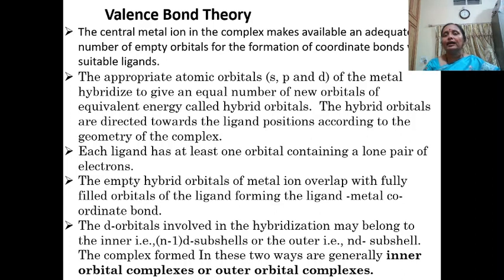Each ligand has at least one orbital containing a lone pair of electrons. The empty hybrid orbitals of the metal ion overlap with fully filled orbitals of the ligand, forming a ligand metal coordinate bond. The d orbitals involved in the hybridization may belong to the inner, that is (n-1)d subshell, or the outer nd subshell. The complexes formed in these two ways are generally called inner orbital complexes or outer orbital complexes.